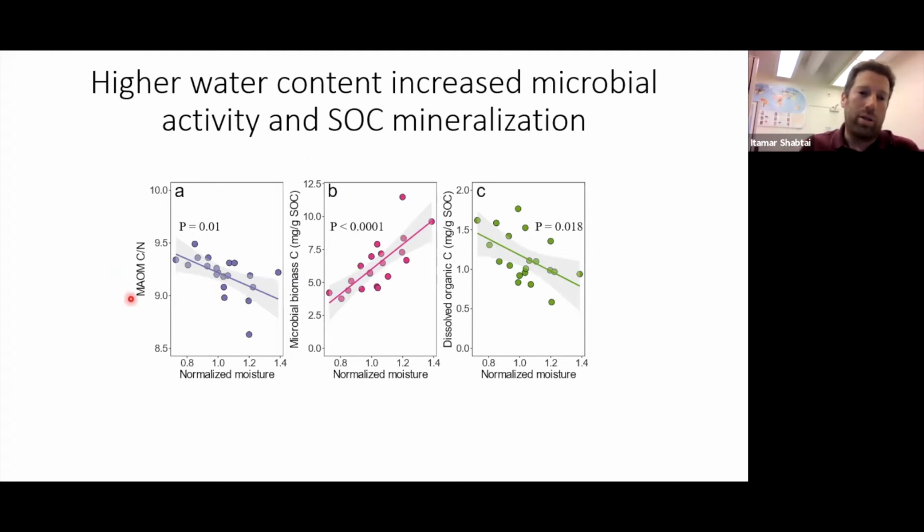And then we are now looking at some aspects of microbial processing and cycling of the soil organic carbon. So this is the carbon to nitrogen ratio of the mineral associated organic matter fraction. The carbon to nitrogen ratio decreases with increasing moisture, and then the microbial biomass normalized to soil carbon increased with increasing moisture, and the dissolved organic carbon, just the dissolved carbon substrate in the solution, also decreased with increasing moisture. So how can this be explained?